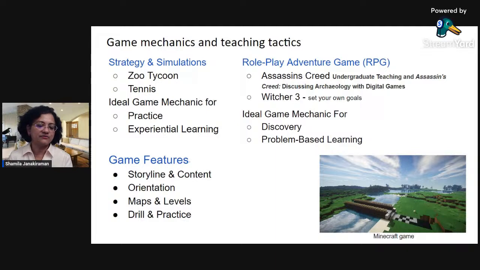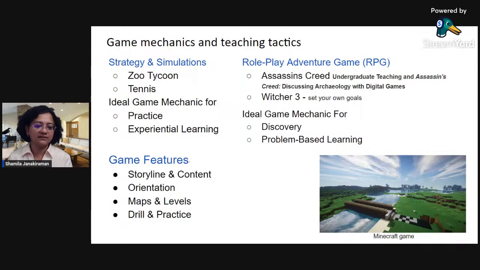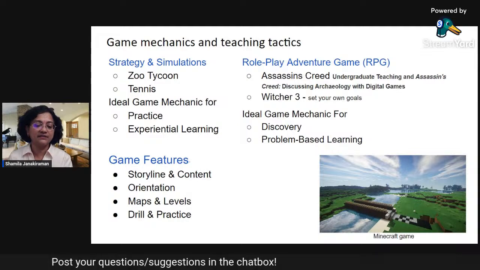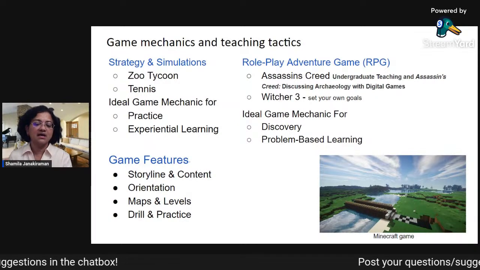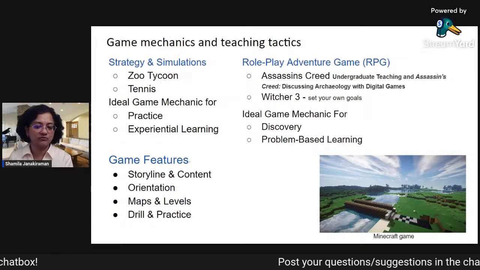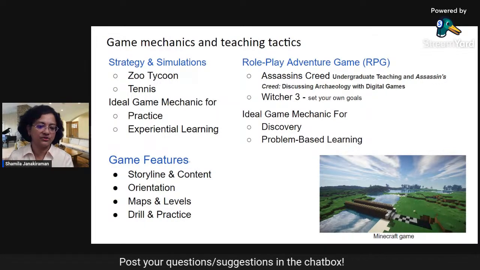So the main things we have to look for when we are selecting games for our courses are the storyline and content. Is the storyline suitable for that particular audience, right? You want to make sure about that. And does it have content that is suitable for the audience again? Audience is your learners. So is the storyline and content suitable for them? And is it related to the course? Is it related to what you want to teach?